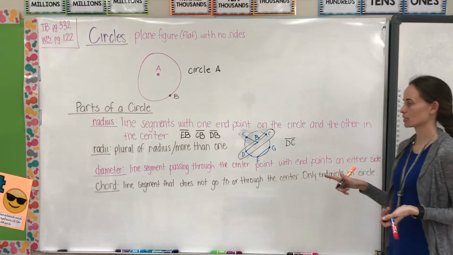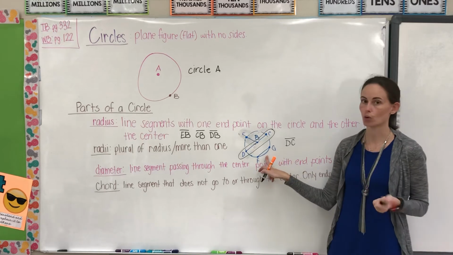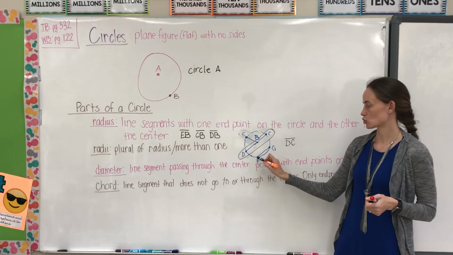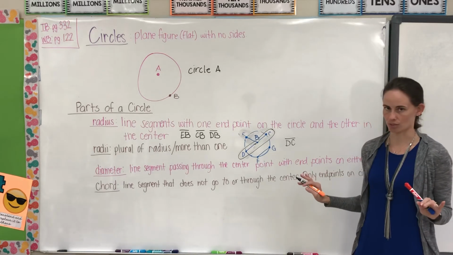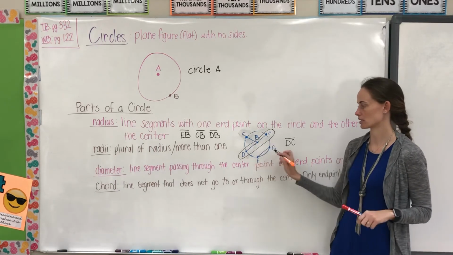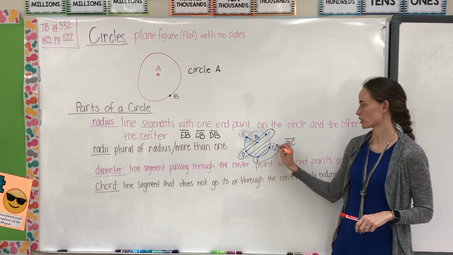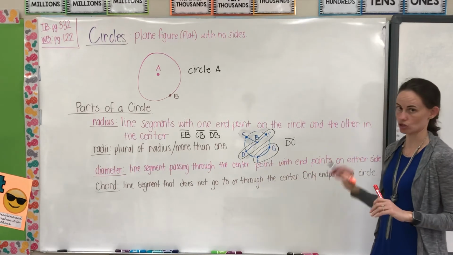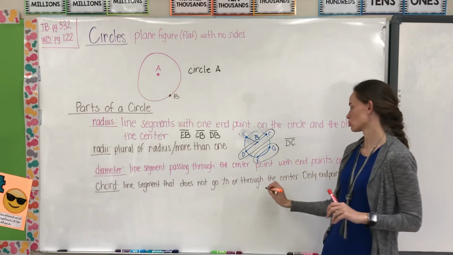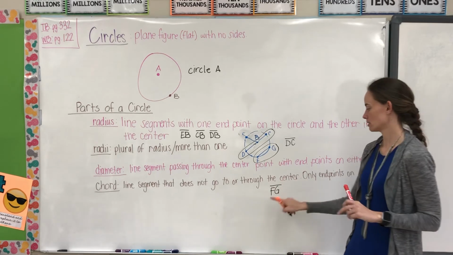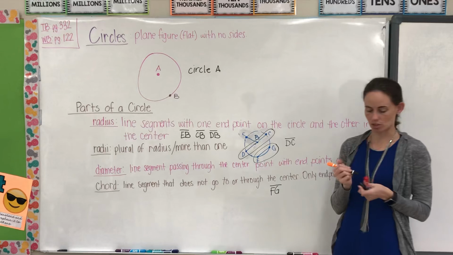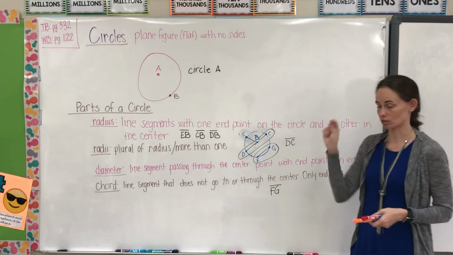Okay, and then the last part I wanted to talk to you about was the chord. A chord is a line segment with the two endpoints on the circle, but it does not go through the center. It has nothing to do with the center of the circle. So a chord is just if it's on the outside of the circle, two endpoints. So the chord here would be line segment FG.